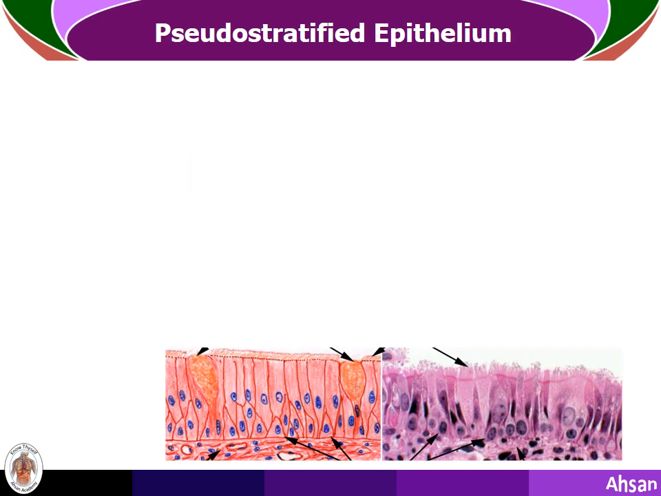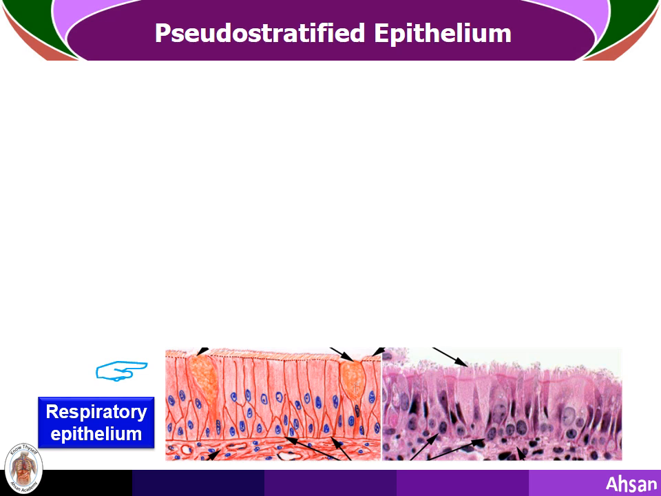Pseudostratified epithelium is the major type of epithelium in the respiratory tract. The figure is showing the epithelium, pseudostratified in nature. So it is the main epithelium of the respiratory tract. That's why it is known as respiratory epithelium.